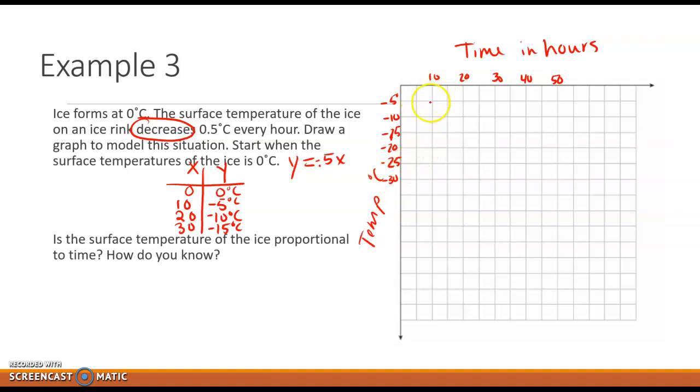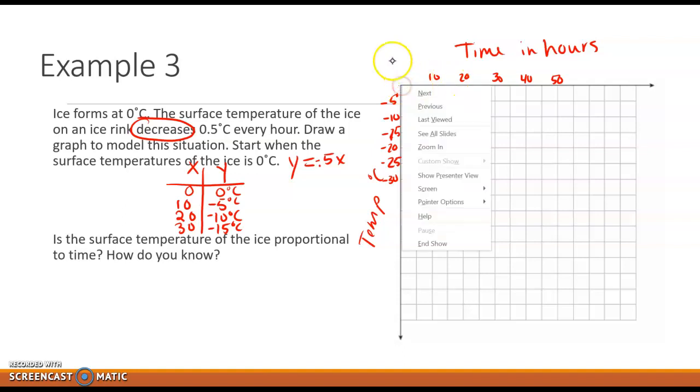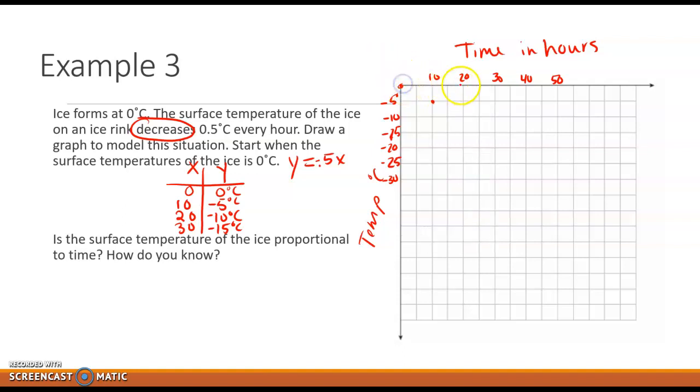All right, so 10, we were at negative 5. 0, we were at 0. Oops, no, let me have that point. 20, we were at negative 10. 30, we were at negative 15. 40 would be a negative 20. And 50 would be a negative 25.